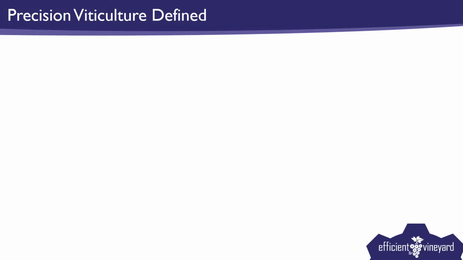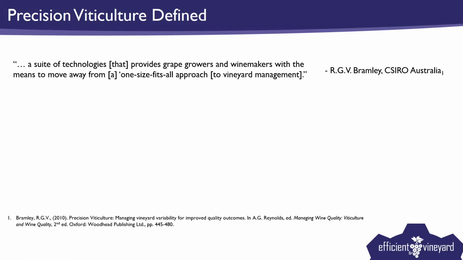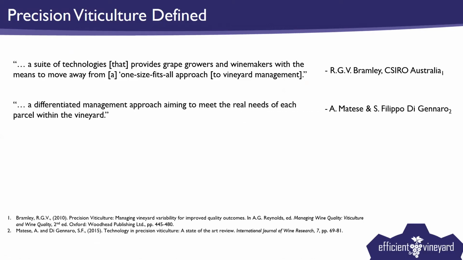All right, so we're going to dedicate a lot of time to defining precision viticulture. Here's one definition just pulled out of the literature. I know you all can read, but some of us are verbal learners like me. It's a suite of technologies that provides grape growers and winemakers with the means to move away from a one-size-fits-all approach to vineyard management. Now, I think this falls down in focusing on the suite of technologies. It's not just the technologies, it's the processes and the systems that connect them to each other. So I'm not totally sold on this as a definition for precision viticulture.